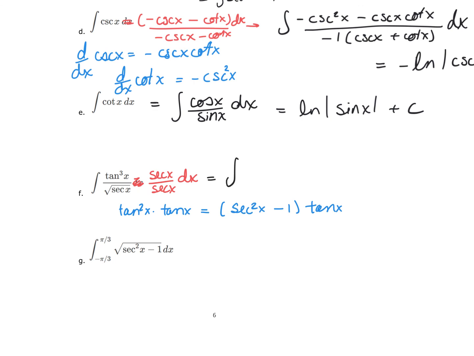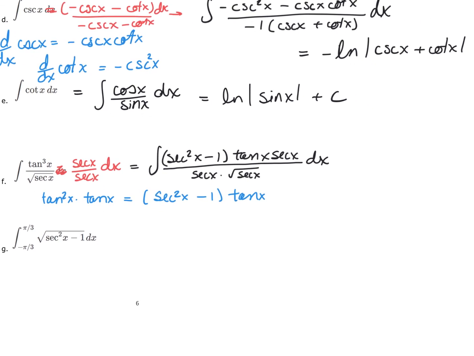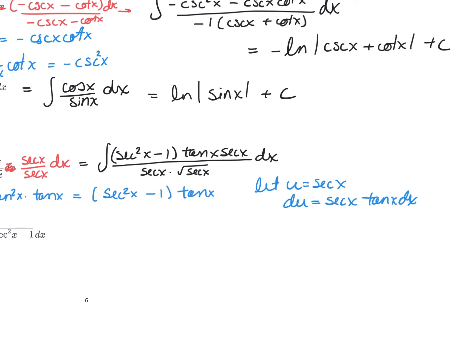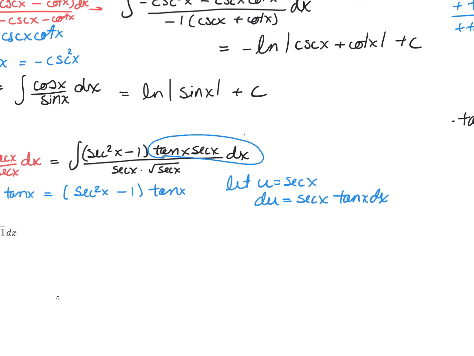And so then I'm going to have the integration of the secant squared of x minus 1 multiplied by the tangent of x, the secant of x, over the secant of x multiplied by the square root of the secant of x dx. Now you're thinking, why did I do that? Well, because if I let u equal the secant of x, du needed to have a secant of x and a tangent of x dx. Now I can say this gets replaced with du, and everywhere I see secant, I get replaced with u. So this becomes u squared, this becomes u raised to the 1/2.